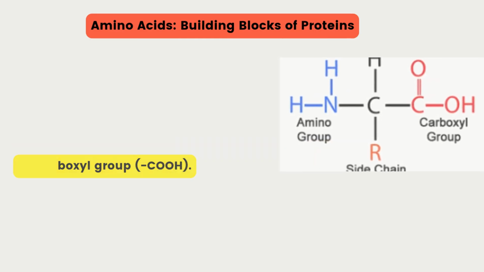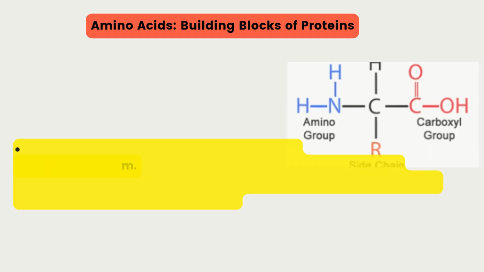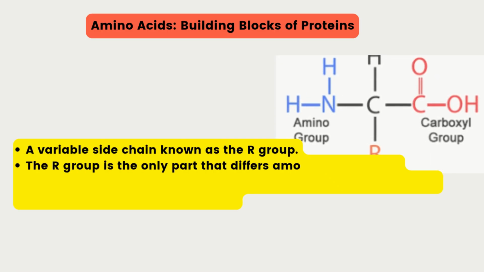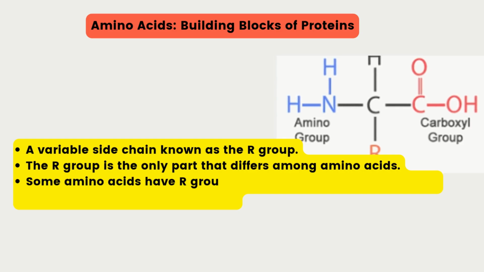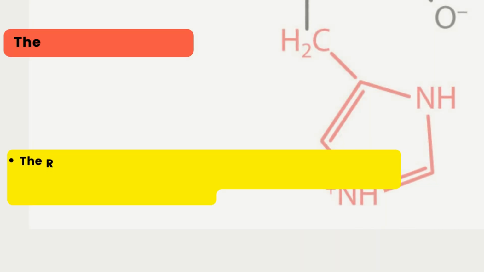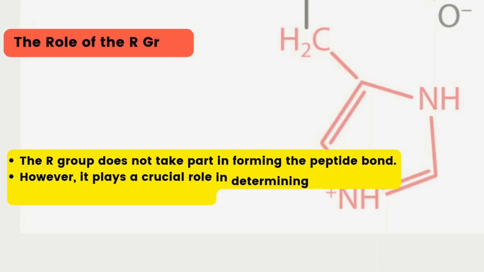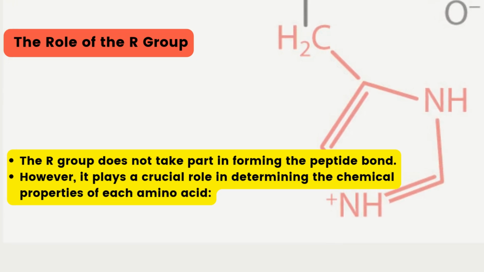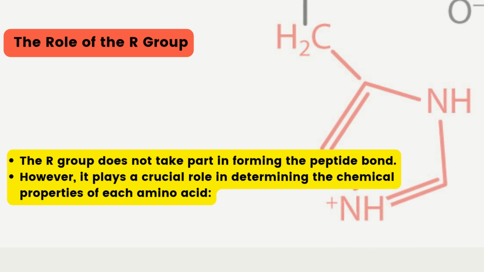carboxyl group, a hydrogen atom, a variable side chain known as the R group. The R group is the only part that differs among amino acids. Some amino acids have R groups containing sulfur or selenium. The R group does not take part in forming the peptide bond. However, it plays a crucial role in determining the chemical properties of each amino acid.